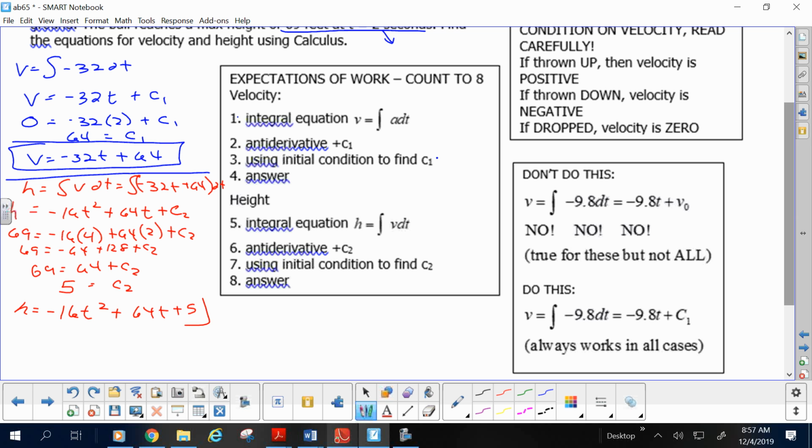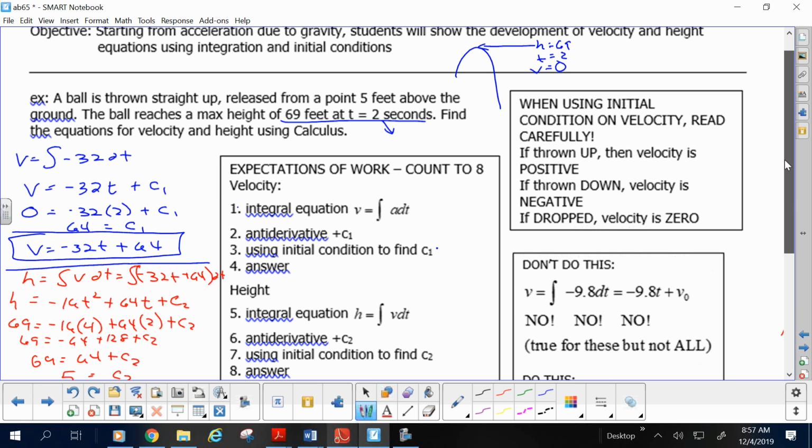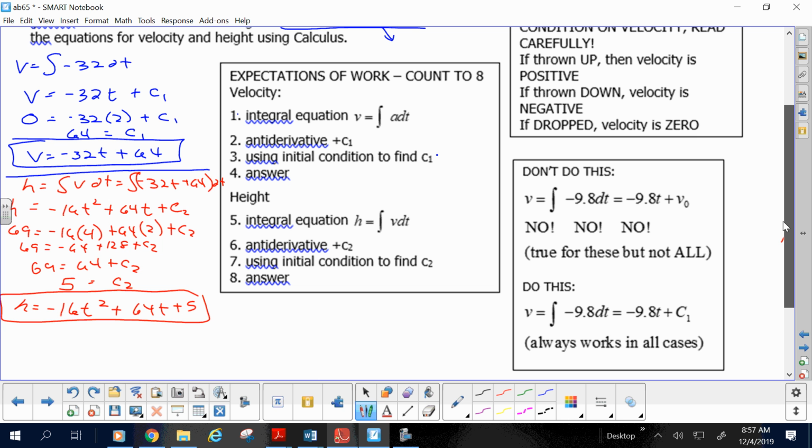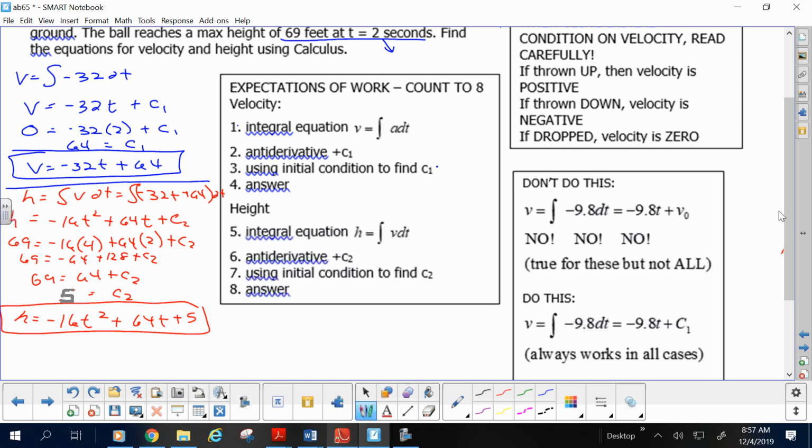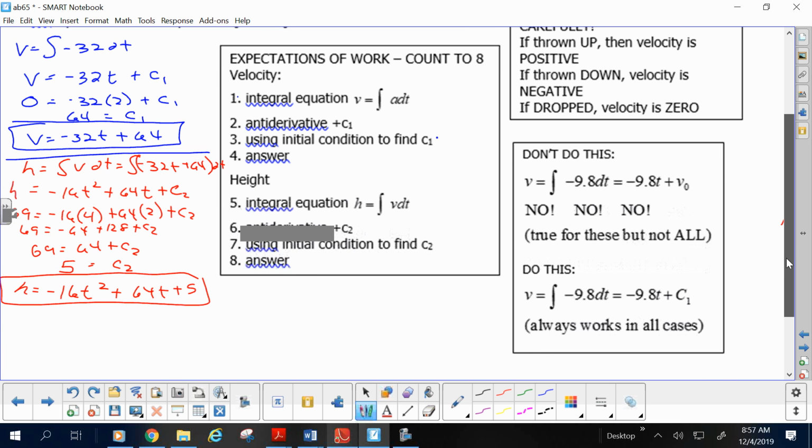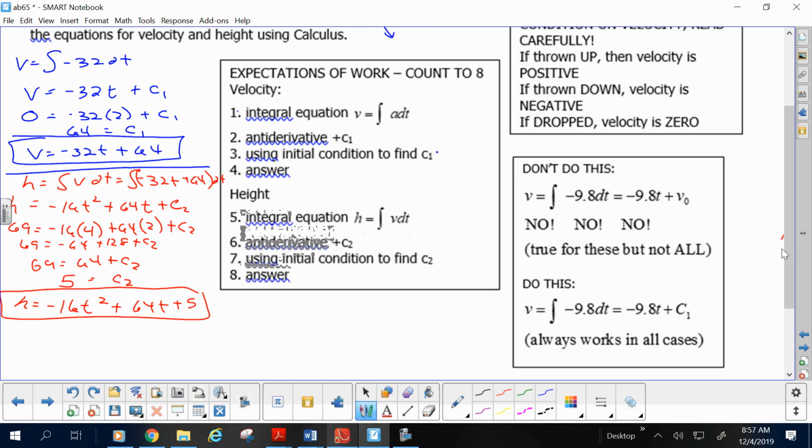negative 16t squared plus 64t plus 5. Did I give that initial height earlier? Oh, what the heck? Why didn't I use that? That was dumb. Oh well. Okay, well there you go. Don't you agree that makes sense, that at time 0 height is 5? So that's logical.